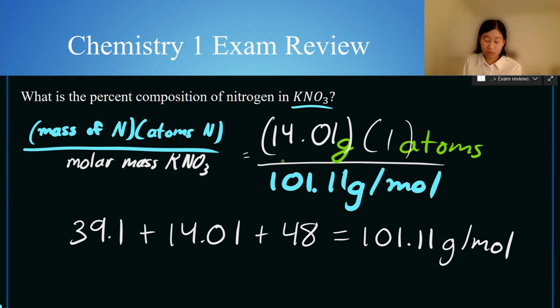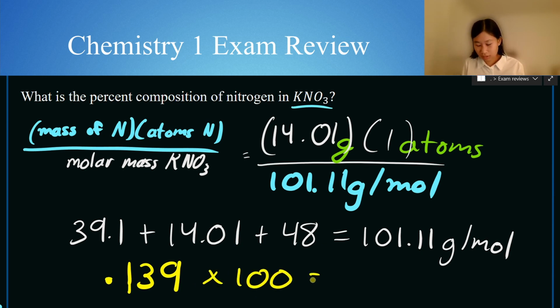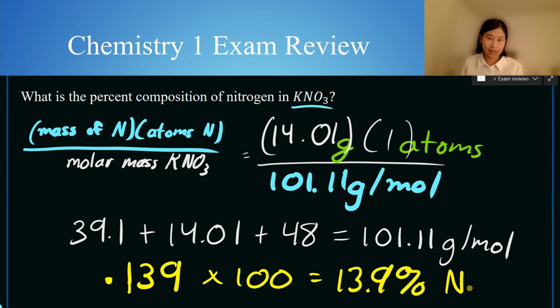So what is the percent composition here? Well, we're just going to do 14.01 divided by 101.11. If you do this, you're going to get 0.139, and that will be the percent composition, okay? Now, in order to get a percent, you just multiply this by 100, okay, and you'll get 13.9%. That's basically the percent that nitrogen takes up from the mass.